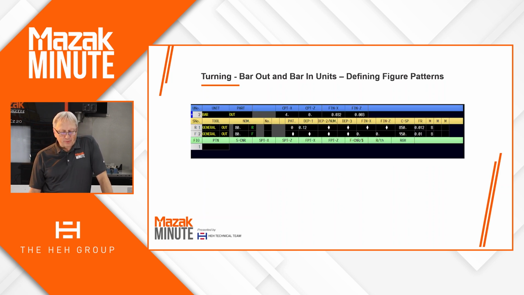In our part 1 episode, what we covered was the unit description, which is the blue section that you see on the screen. Then in the yellow part is our tool descriptions, which tools are being used, speeds and feeds, what is the depth of cut, and what pattern are we using. And finally, what we're doing now is talking about the green section, the figure pattern. This is where the definition of the shape occurs.